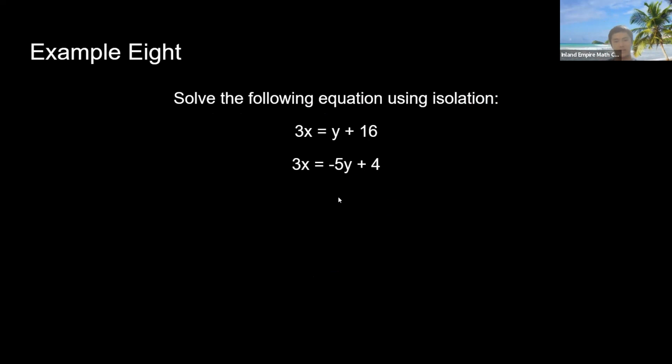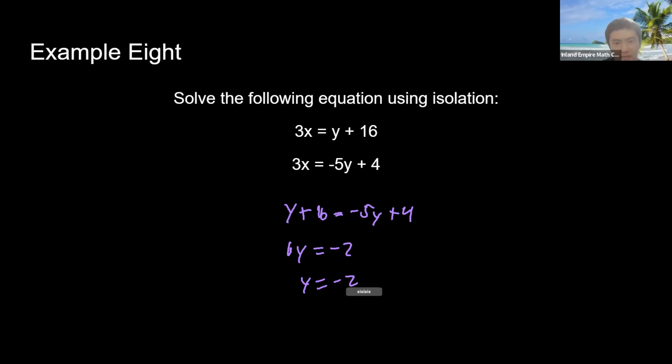So in this case, we have 3x equal to y plus 16 and 3x equal to negative 5y plus 4. That means the right-hand sides must be equal to each other, right? So as a result, we have y plus 16 equals negative 5y plus 4. That means 6y equals negative 12. So y equals negative 2. Right, so another pretty easy example of isolation.